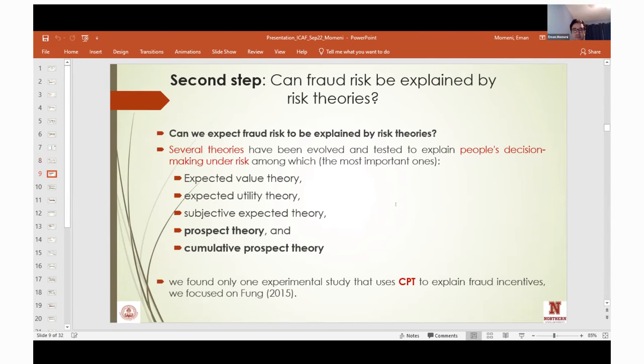On the second step, can fraud risk be? You have 3 minutes left for 10 minutes. Please, okay. Yeah, just wanted to remind you about the timings.